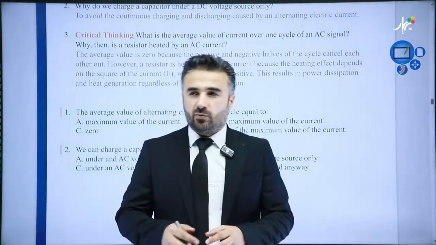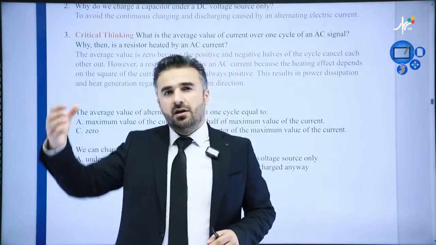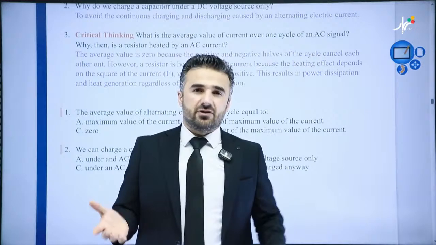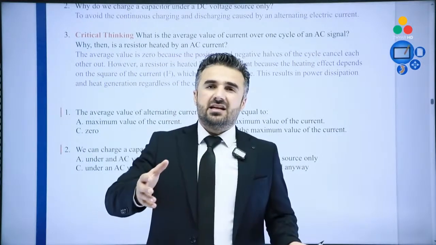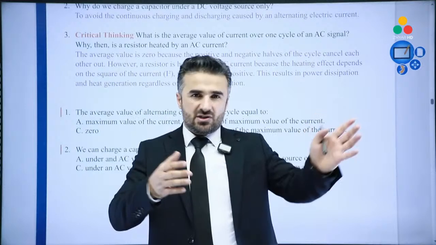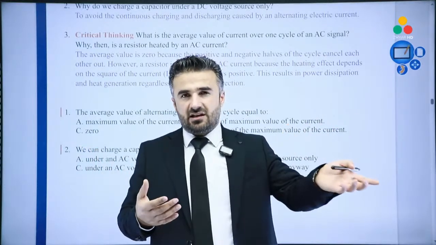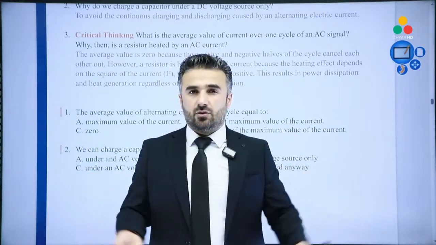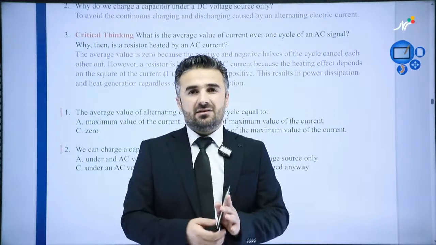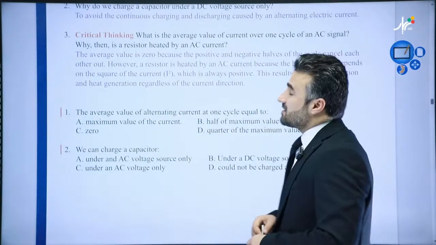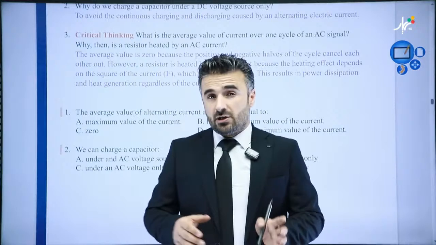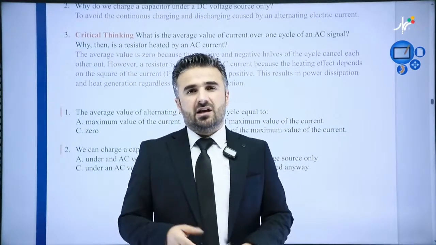So the average value, remember this, for half a cycle is positive, the other half is negative. So what is the average value? You add them, of course, and you divide by 2. But in this case, you can just say positive and negative. If it is, let's say, 5 positive, 5 negative, you get a total of 0. Okay, so we can say the average current over one complete cycle is 0.